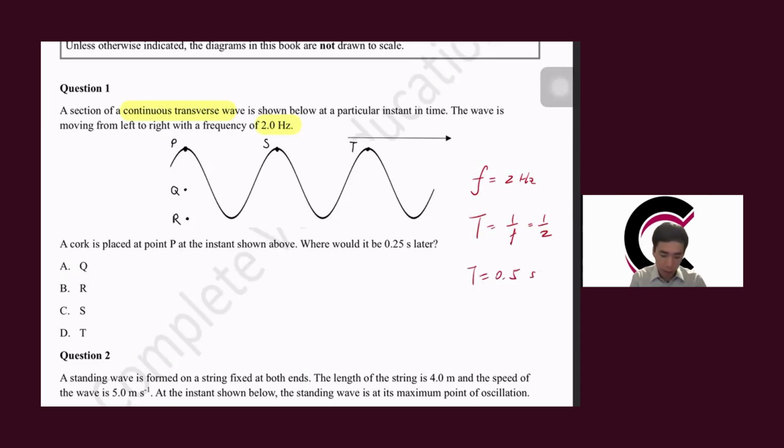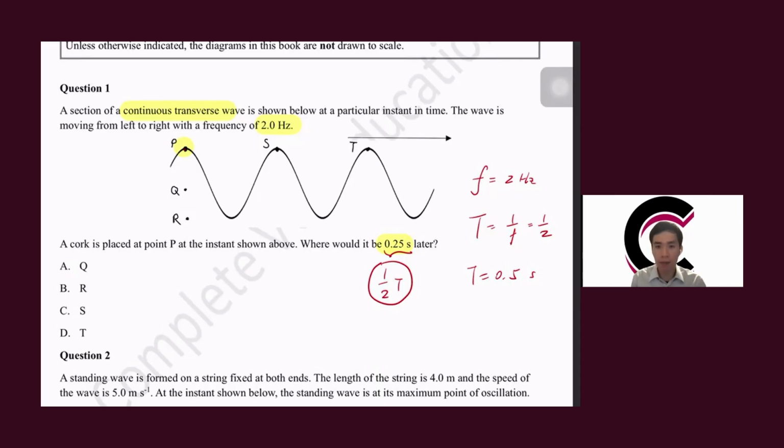And as you read the question, it's asking, okay, if you place an object, a cork, at point P at the instant shown above, right here, where would it be 0.25 seconds later? So your job here is to translate that 0.25 seconds into the period in terms of period T. And 0.25 seconds is in fact half the period. So in other words, you're asking, after half a period, where's the location of the particle at point P or any object that's placed at point P?